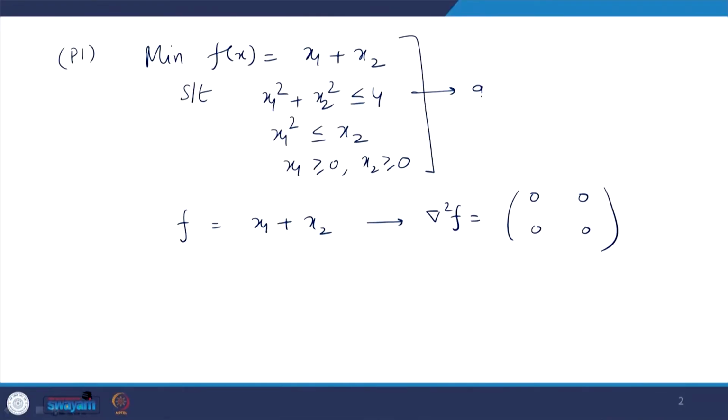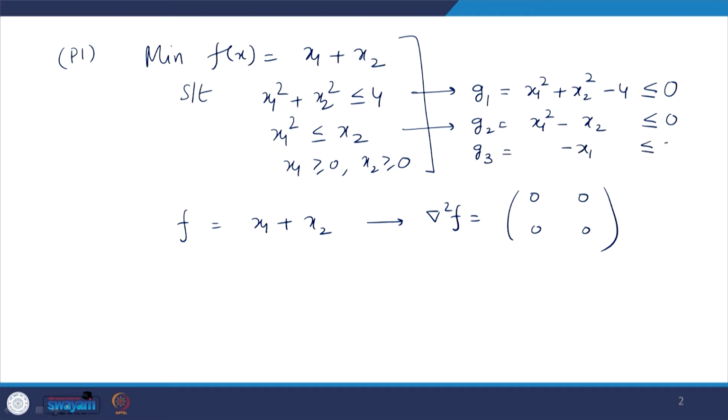Okay. Now, let us see the constraints. What is the first constraint? G1 is x1 square plus x2 square minus 4 less than or equal to 0. Okay. What is the second constraint? The second constraint is x1 square minus x2 less than or equal to 0. What is the third constraint? The third constraint is minus x1 less than or equal to 0. The fourth constraint is minus x2, which is less than or equal to 0 again. This x1 greater than or equal to 0 we can write as minus x1 less than or equal to 0.